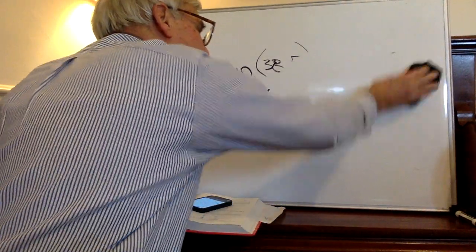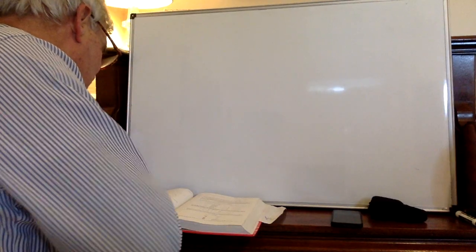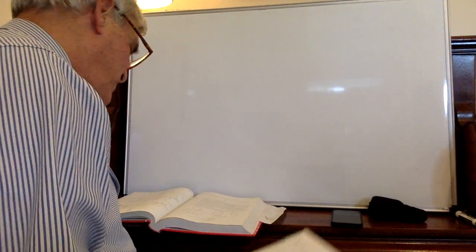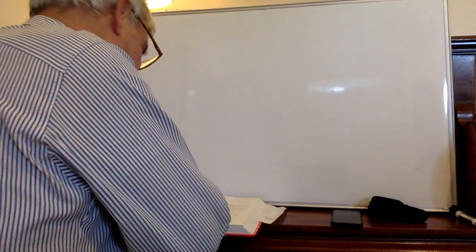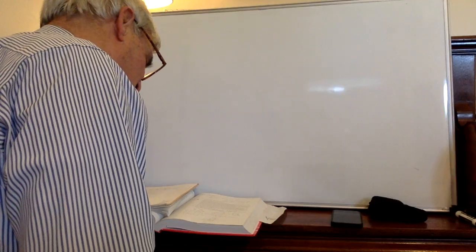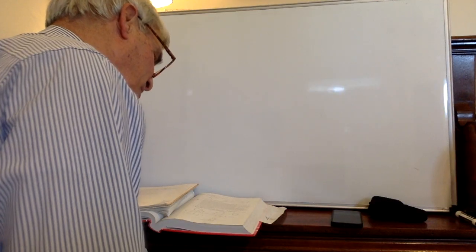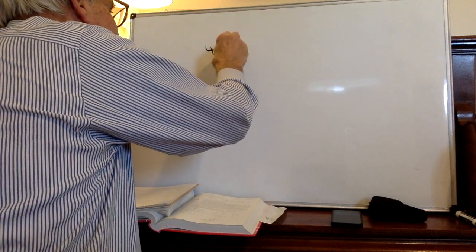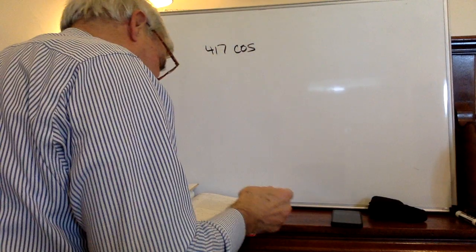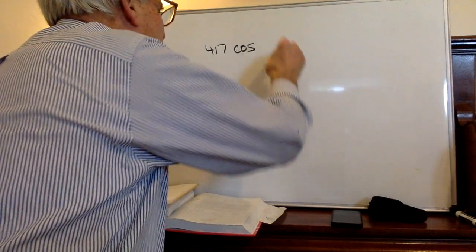Okay, so let's go over the homework that was assigned. And you had problems from lesson 43 and 44. In 43, 7, 8, 9, 14, 18, 22. So number 7 said, use a calculator to evaluate 417 times the cosine of 51.5 degrees.